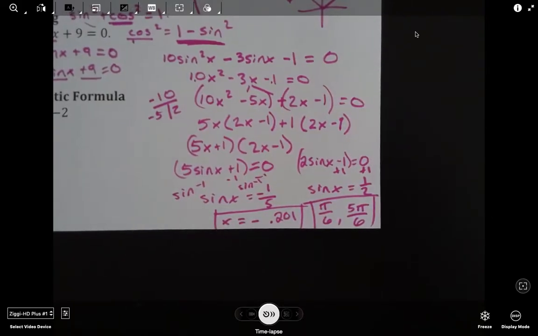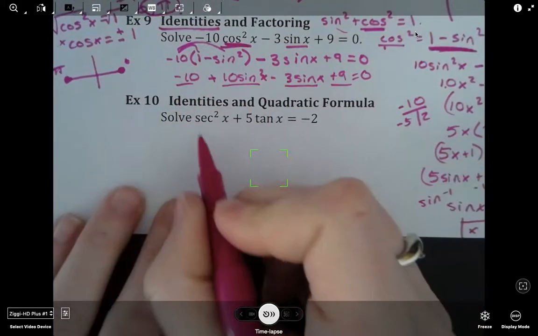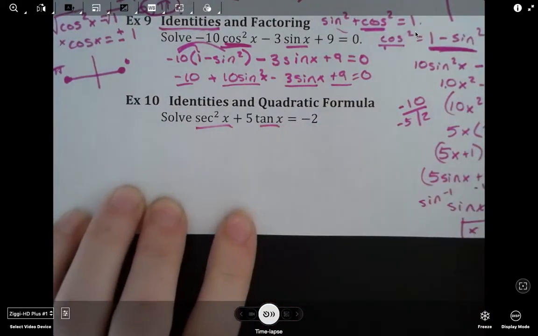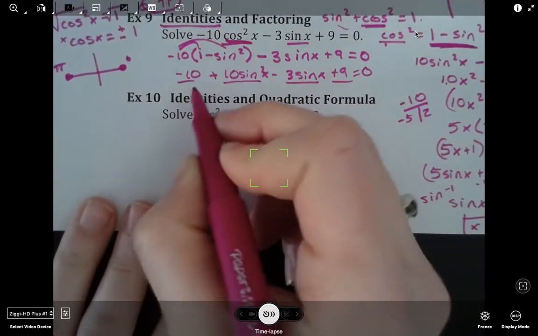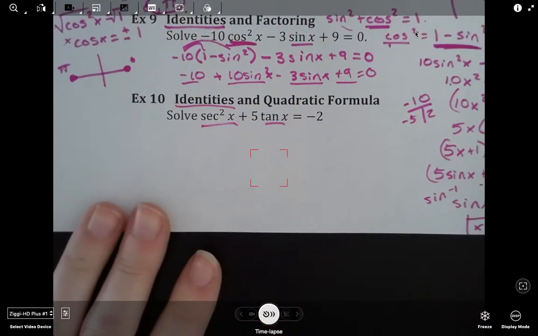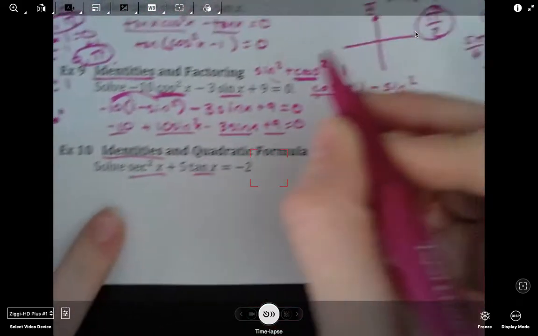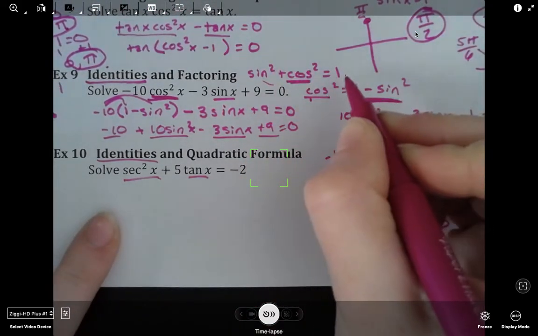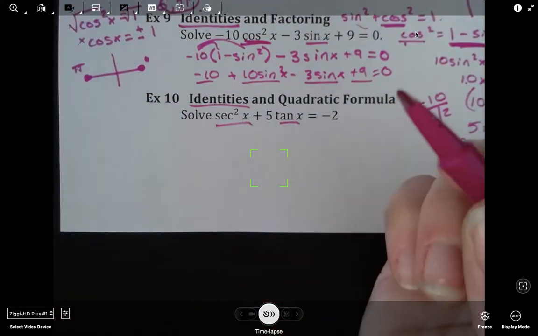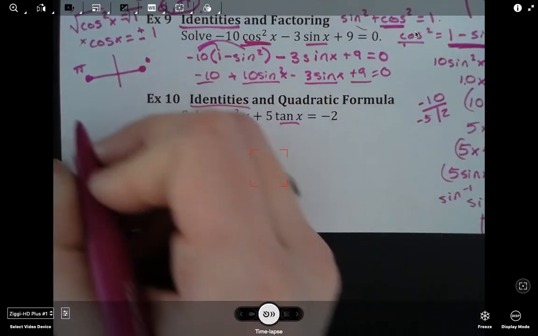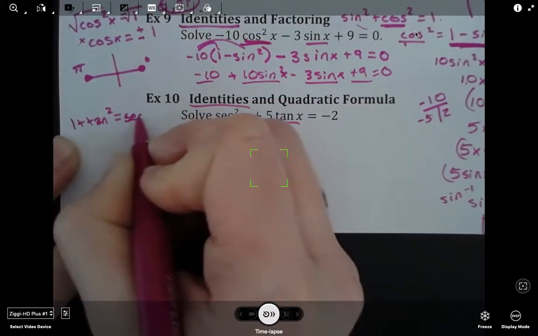Okay, on to the last one, example 10. We have a secant, we have a tangent, and then we have a number over here. I want to get them all to be the same trig function, so again, I'm going to use an identity. And this identity is another one of the Pythagorean identities, like sine squared plus cosine squared equals 1, except this one involves secant. So on your unit circle, I know that you have a Pythagorean identity that says something like 1 plus tangent squared equals secant squared.